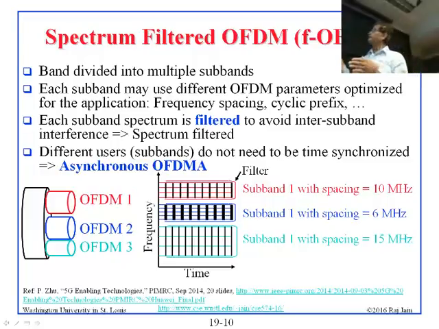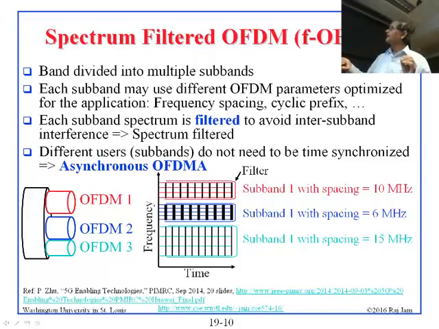So now each user will get the right OFDM parameters matched to their noise environment. If they're very far, then they need big symbols, that means they need closer spacing. If they're very close, then they can do farther spacing and so on. Now there is one more thing happening: since these bands are independent, they don't want this band to overflow into that one.